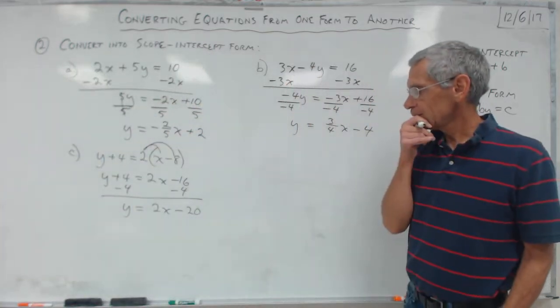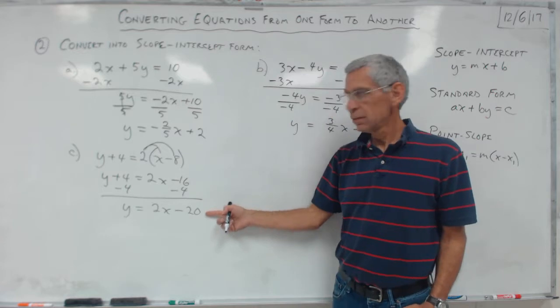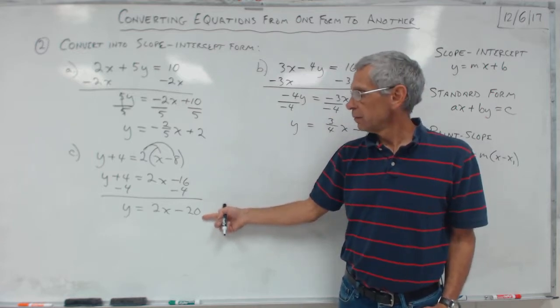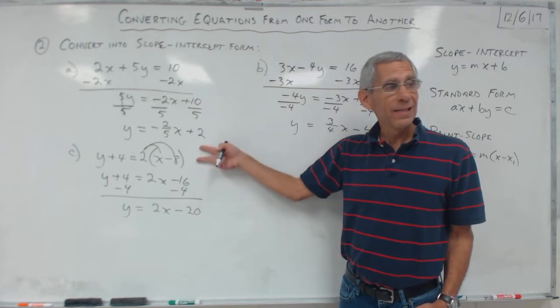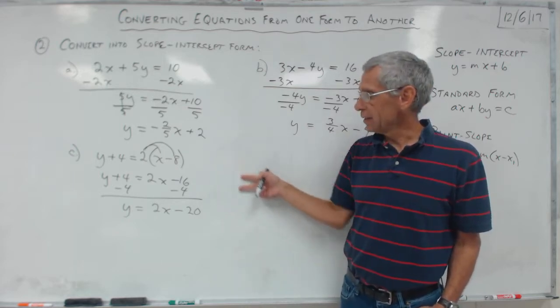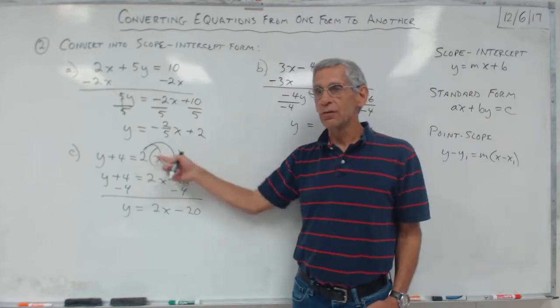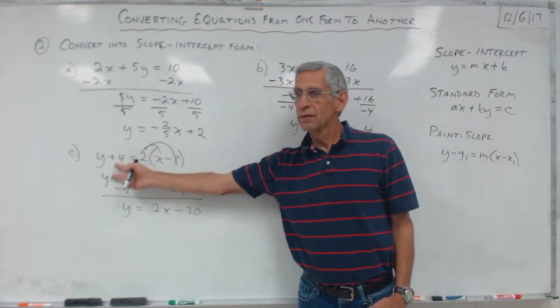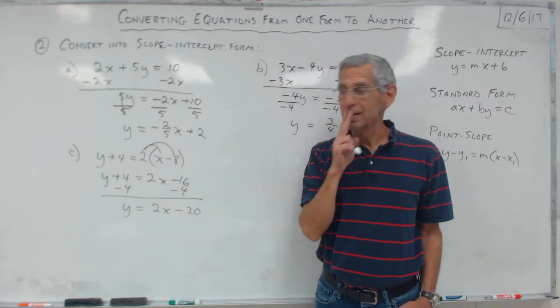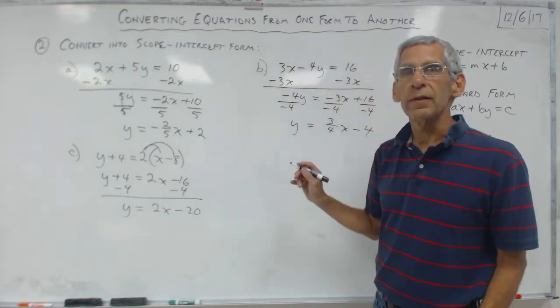Am I done? Yes, you are. These are really easy to do. You just have to do the distributive property and then move the 4 or whatever over to the other side. Very easy.